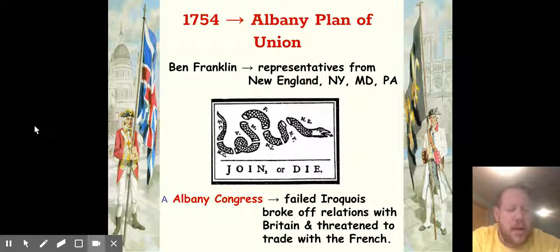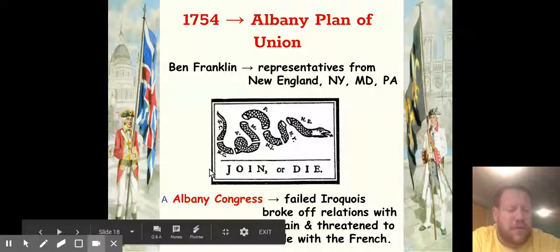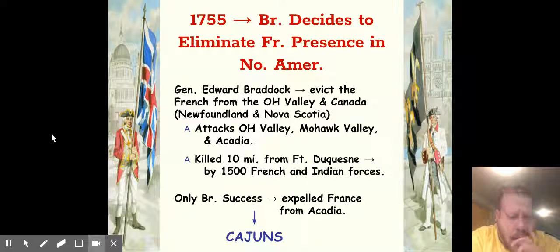And so that's why this Albany Congress happens. It was a very famous cartoon, the first political cartoon in America, called Join or Die. We see different parts of the snake here. So we have all parts of the colonies together to actually make this thing work.